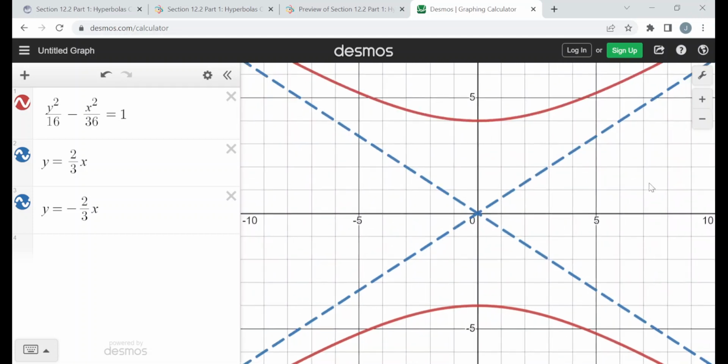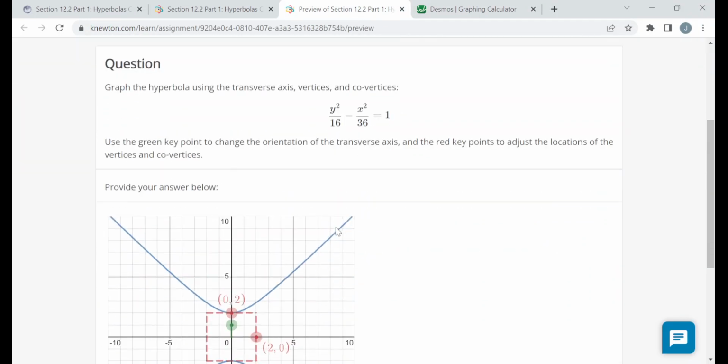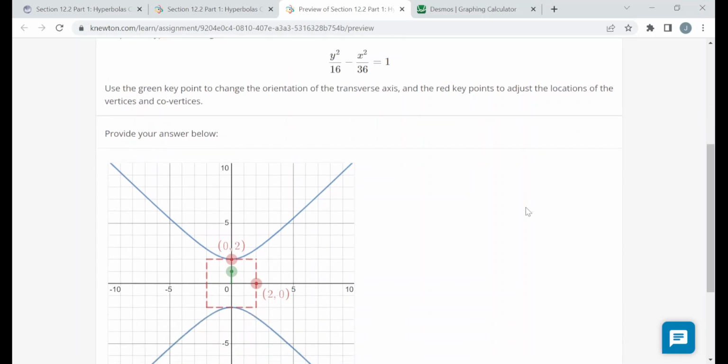Okay, so again, it looks good. Our asymptotes look good. Now back on the assignment, you're asked to move some points around. It says use the green point to change the orientation of the transverse axis. Well, the green point is on the y-axis, and the transverse axis is the y-axis, so I'm not going to move that green point. And the red key points adjust the locations of the vertices, and now it says co-vertices.